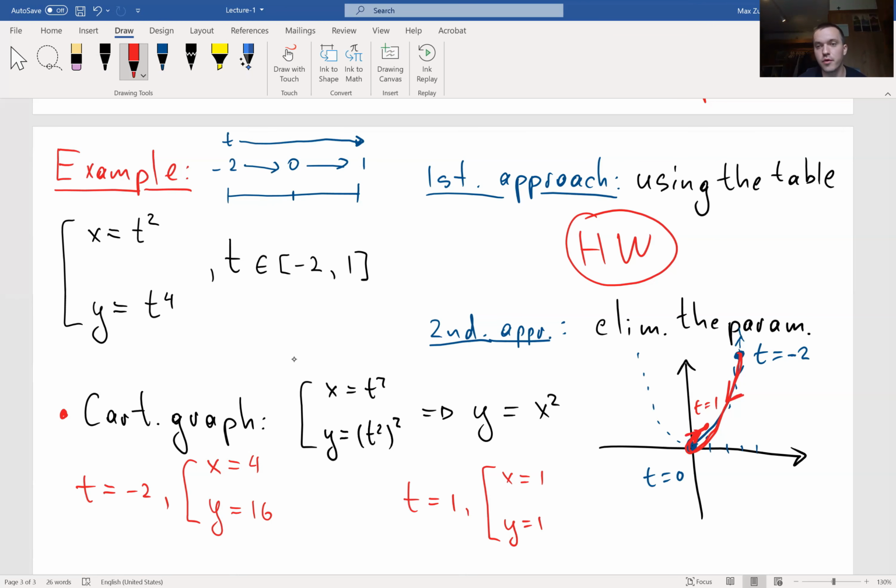But right now you need to know that when you sketch a parametric graph, you need to indicate your initial point, your ending point, and show the direction, of course.